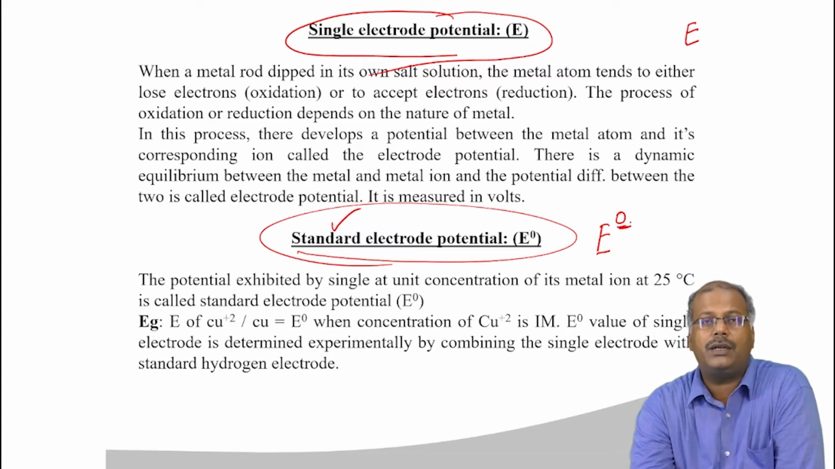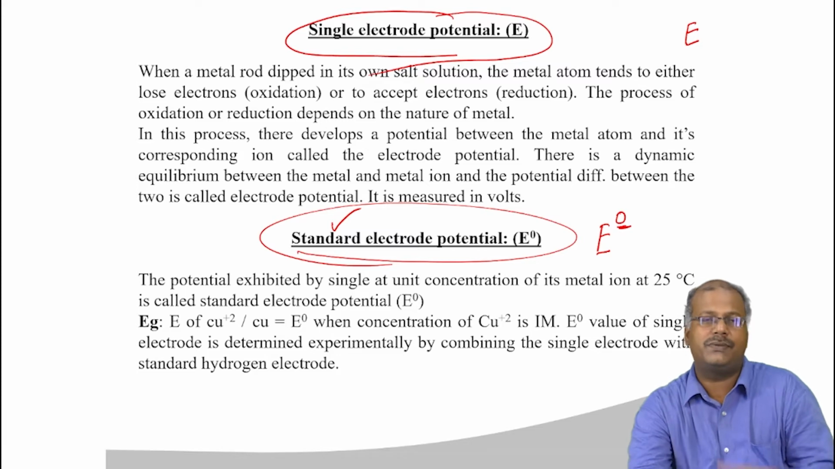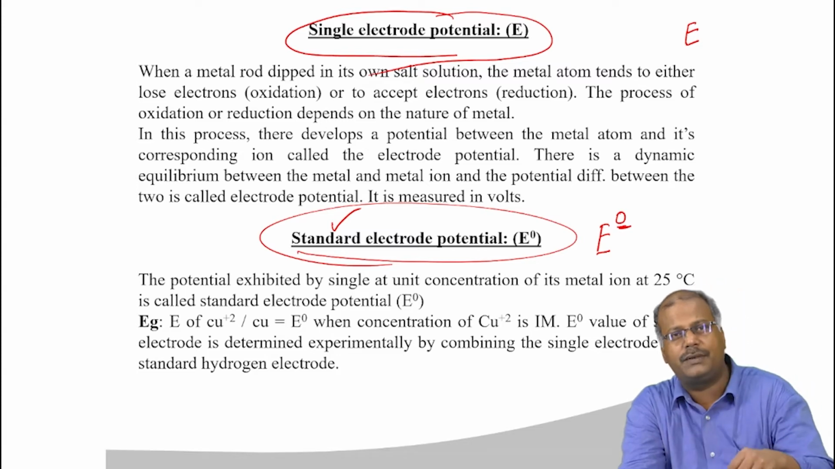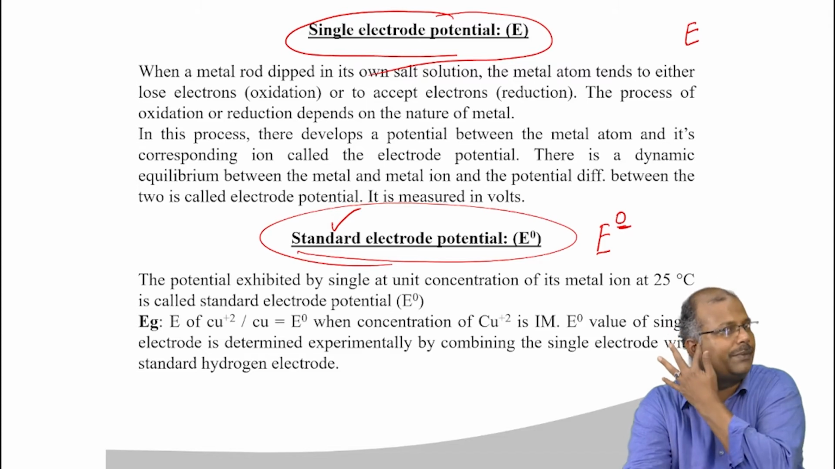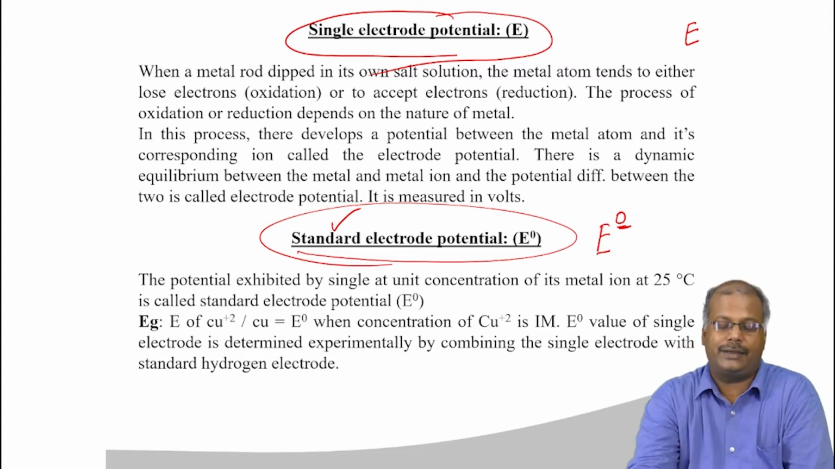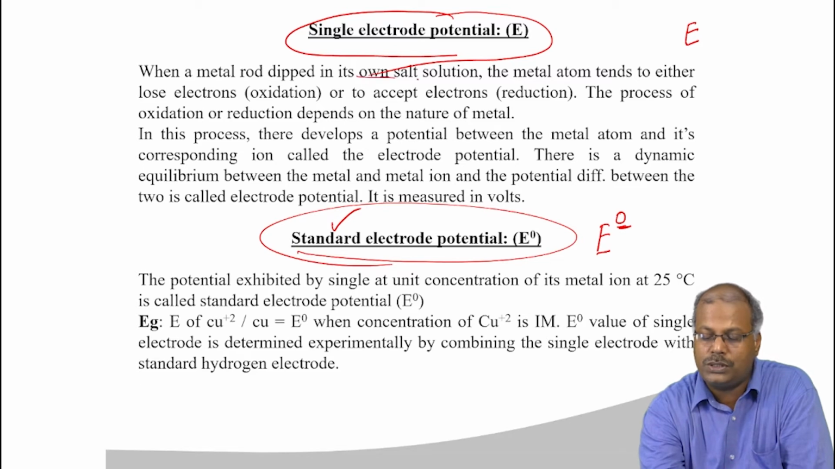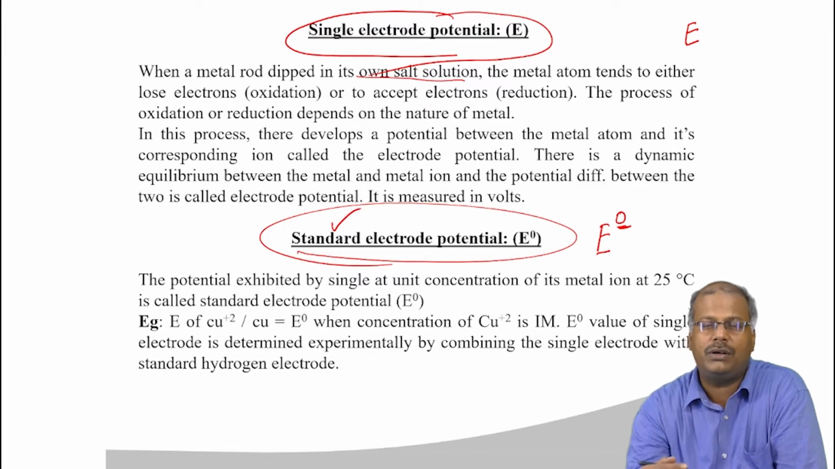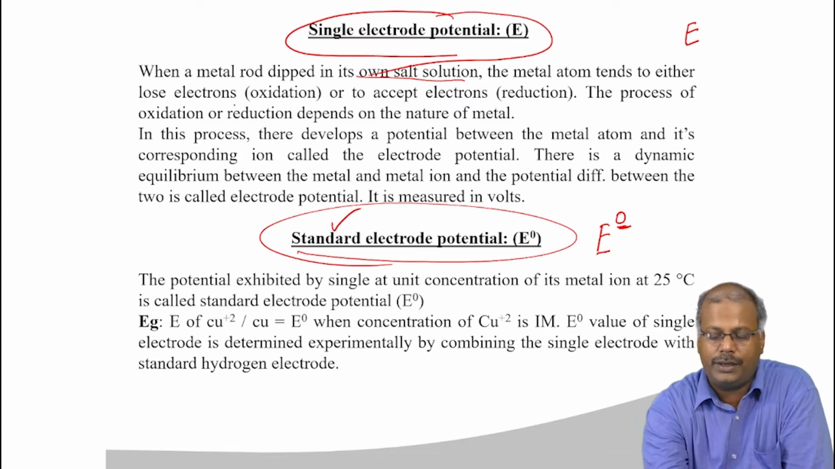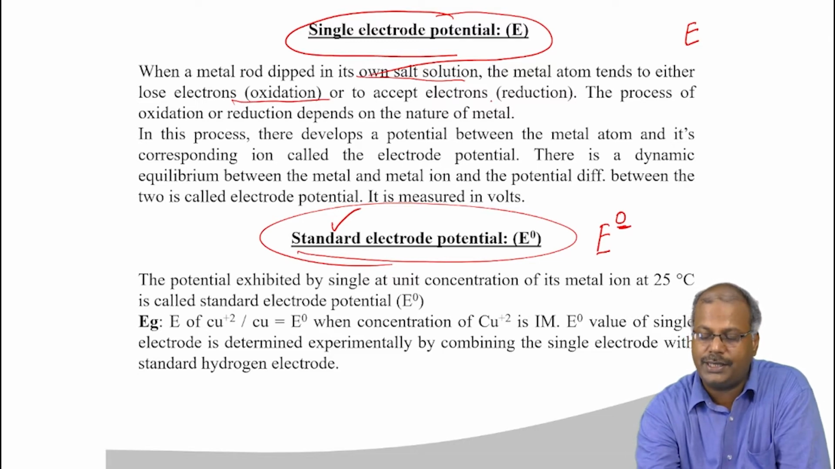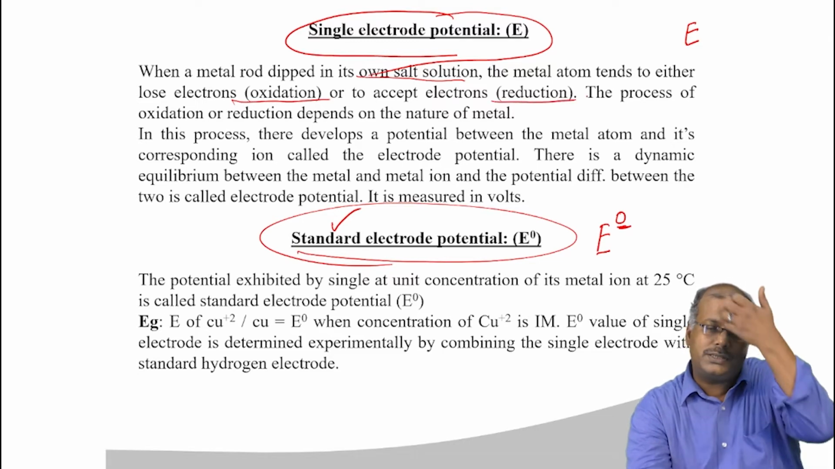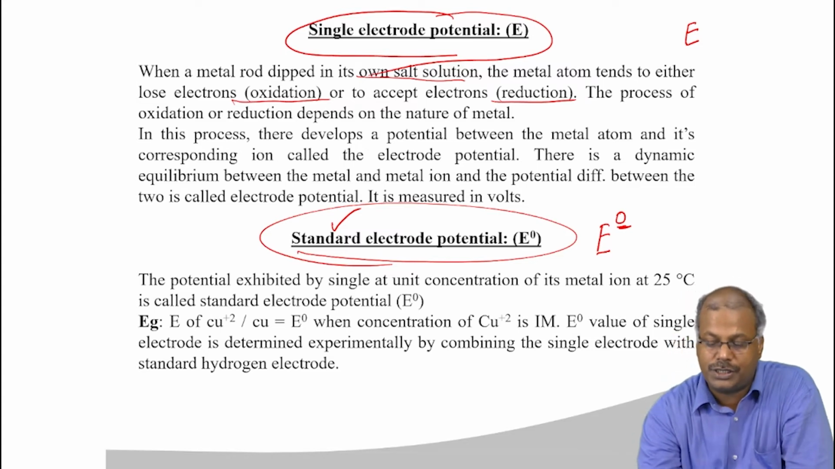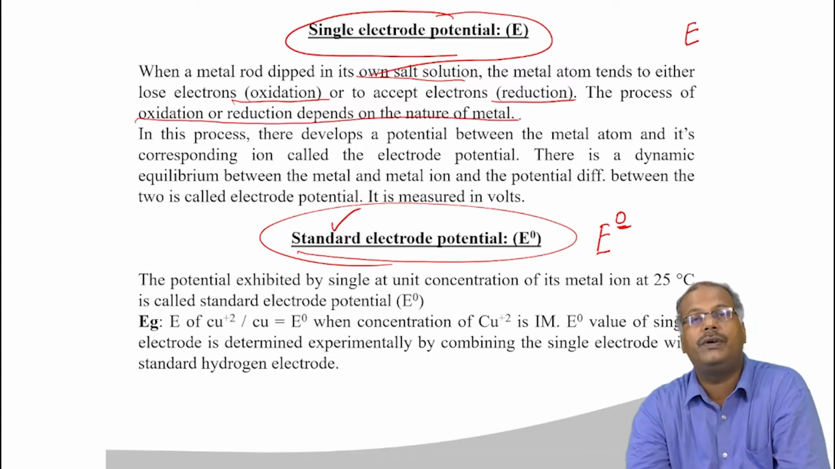So when a metal rod is dipped in its own solution, we have seen a copper rod dipped in copper sulfate, a zinc rod dipped in zinc sulfate, a cadmium rod dipped in cadmium sulfate, like that. When a metal rod is dipped in its own salt solution, the metal ions have the capacity to lose electrons or gain electrons. If it loses electrons, it is oxidation. If it gains electrons, it is reduction. So the process of oxidation or reduction depends entirely on the nature of the metal.